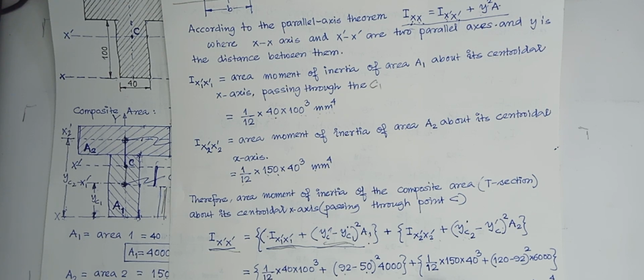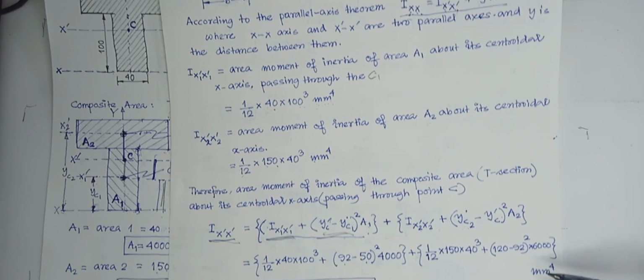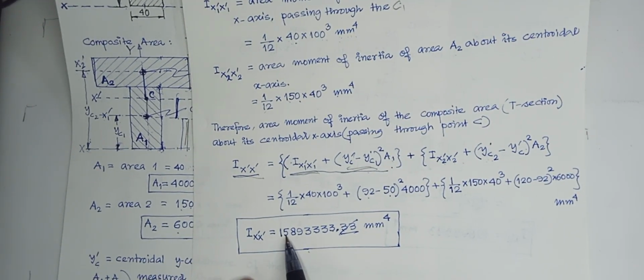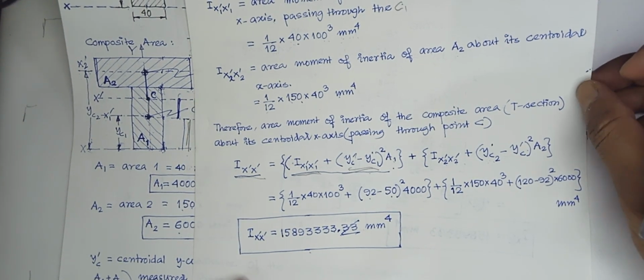Okay, so you just replace the values, because all the values you have already calculated, and you will get the final value. 15893333.33 will come, but we will ignore the decimal because it is not a significant digit in this case. So 15893333 millimeter to the power 4 will come as the result. So this is done using the parallel axis theorem.